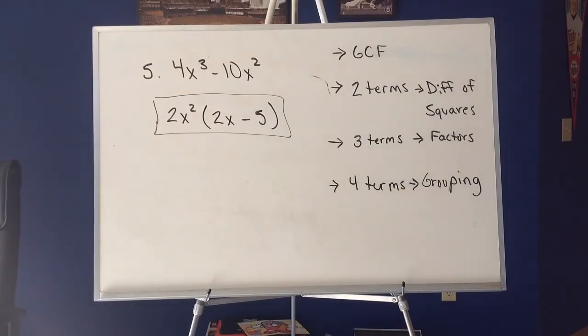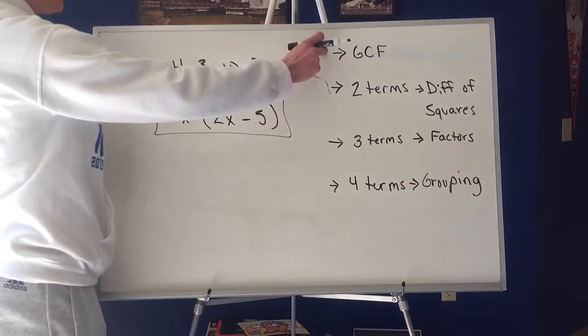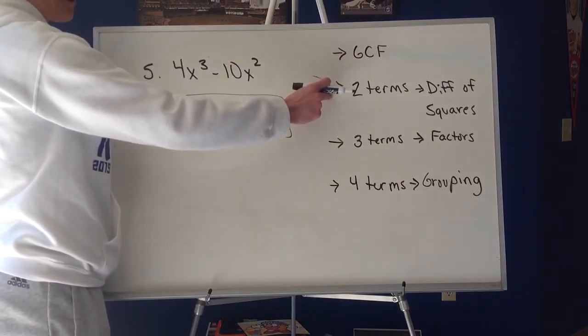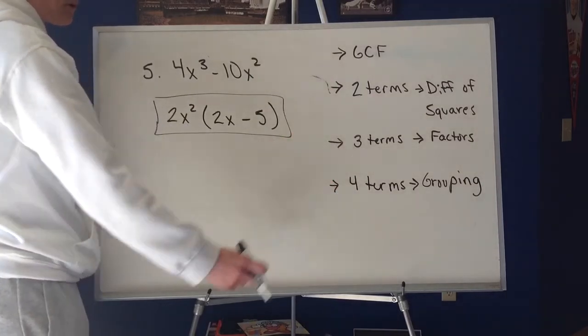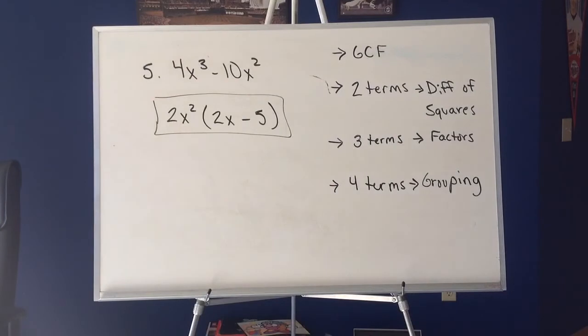All right, so that's kind of a review. Again, GCF first. If it's 2 terms, look for difference of squares. 3 terms, use the factors. 4 terms, we're going to group 2 and 2.